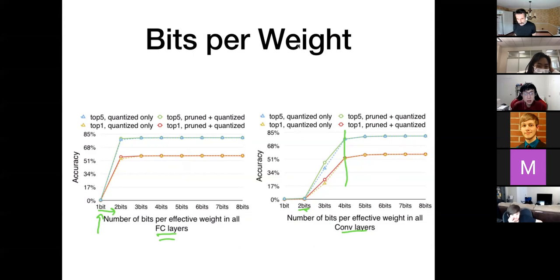So these are some results that you can consider. Essentially for the conv layer, it means that you probably need more quantized values to represent these weights inside your conv layers.